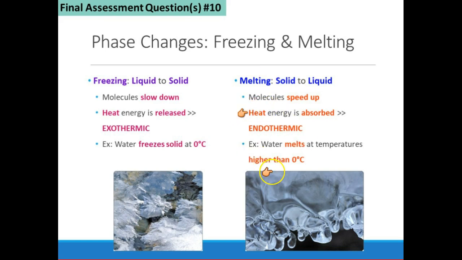They're getting energy. So if they are absorbing heat energy, that's going to be endothermic. So for example, water melts at temperatures that are higher than 0 degrees Celsius.